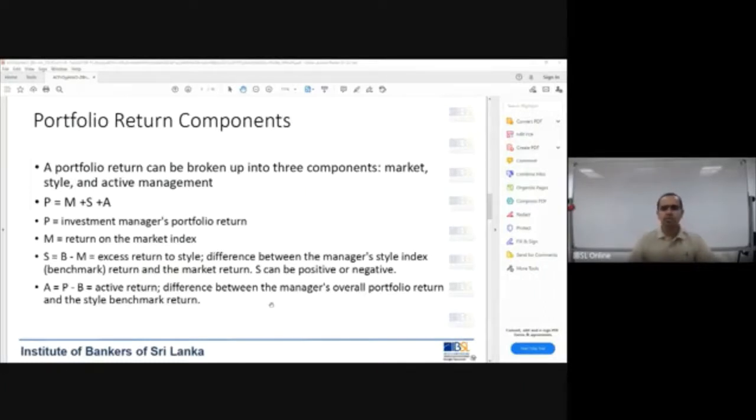Portfolio return components. A portfolio return can be broken up into three components: market, style, and active management. Market means the overall market might do well. Style is the individual portfolio manager's style. Right? For example, if the market is just a fixed income market, the selected portfolio manager might be investing heavily in long-term fixed income assets. Right? So that might be his style. Then active management is, rather than following a benchmark, he is on his own doing things differently.